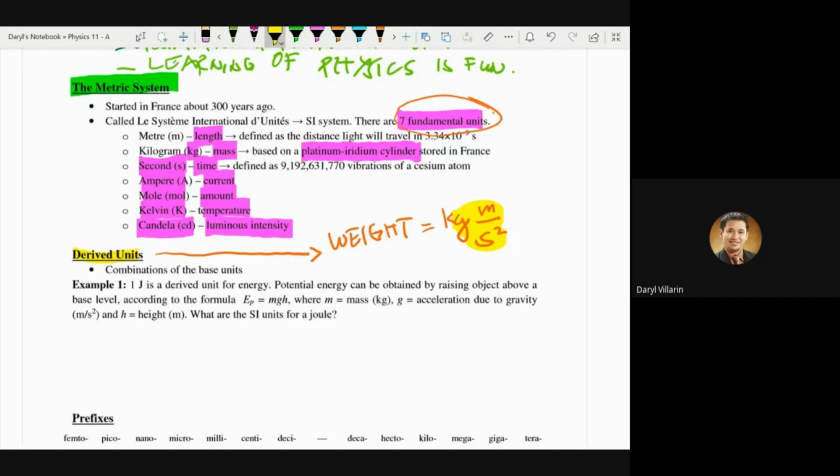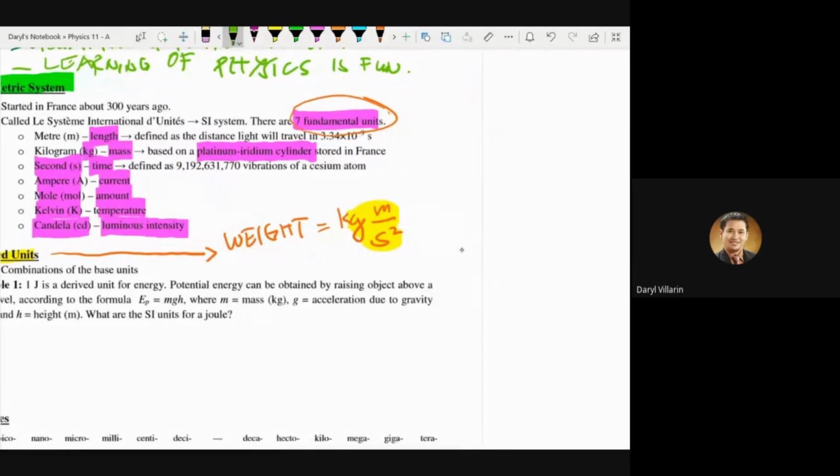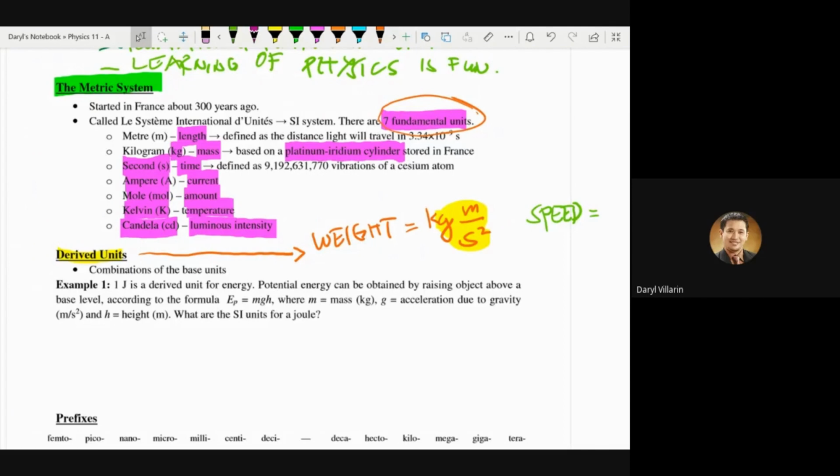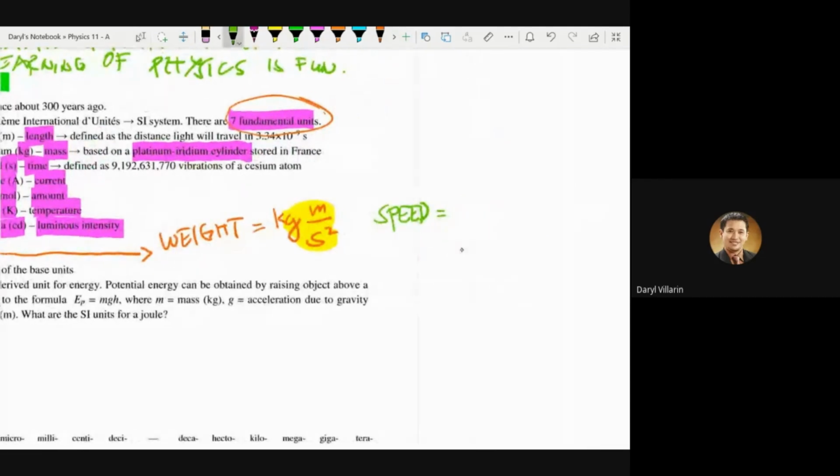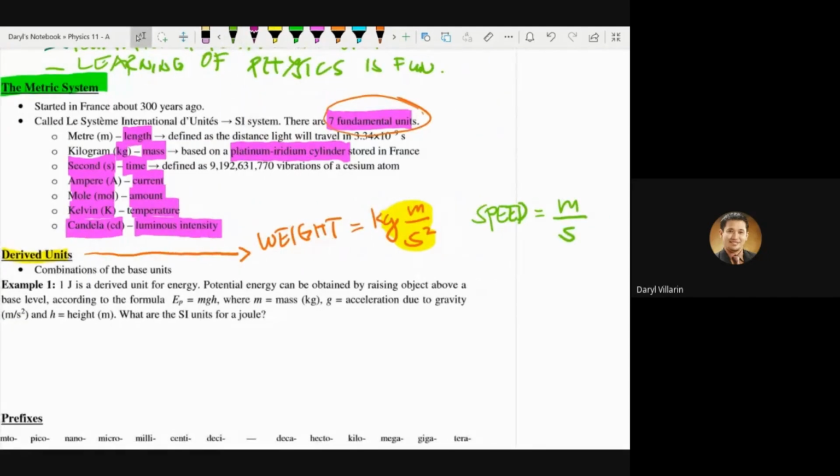Another quantity whose unit is derived is, say, speed. For speed, the unit is not listed among the fundamental units, but it's actually a combination of length, which is meter, and time. So, meter per second. This is a derived unit of length and time. These are just some examples of derived units. We also have other derived units.